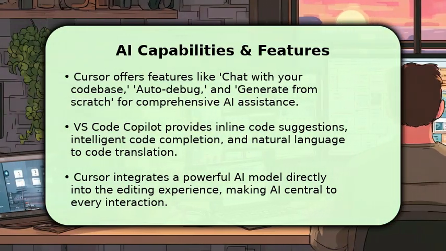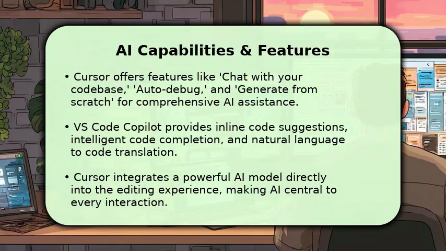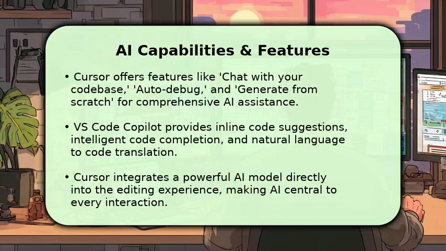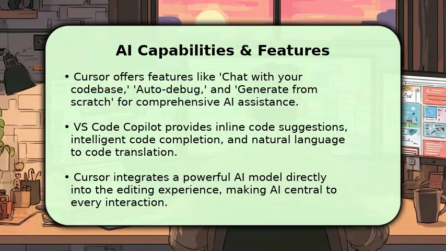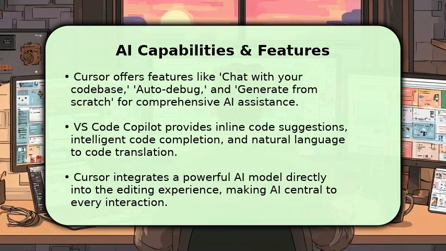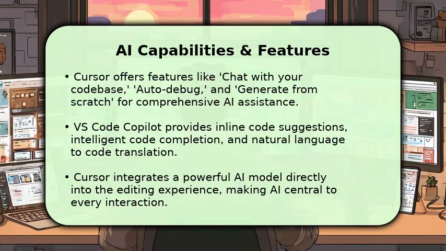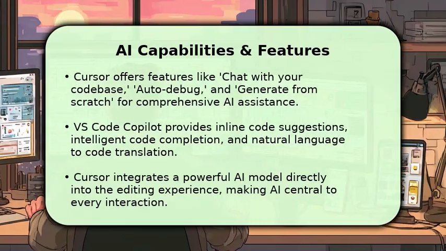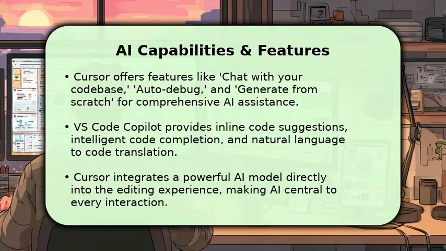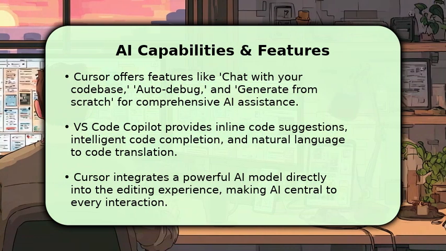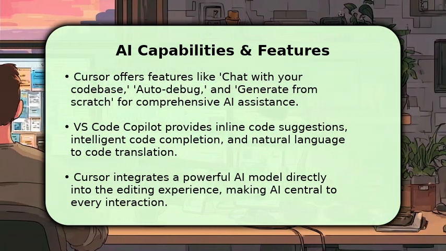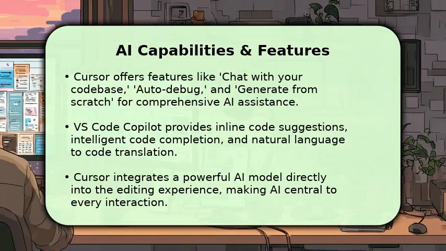Cursor offers unique features like chat with your codebase, allowing you to ask questions directly about your project, and auto-debug, which helps identify and fix issues. It can also generate code from scratch based on natural language prompts. VSCode Copilot, on the other hand, excels at providing inline code suggestions, intelligent code completion, and translating natural language comments into functional code, seamlessly assisting your coding process.